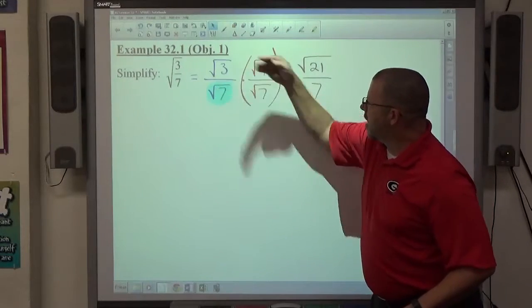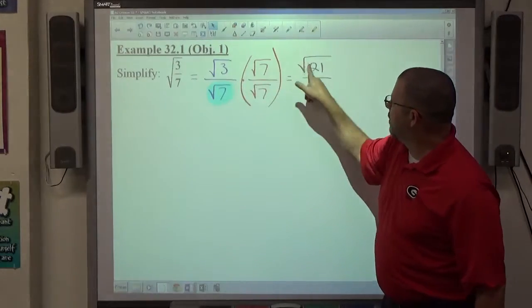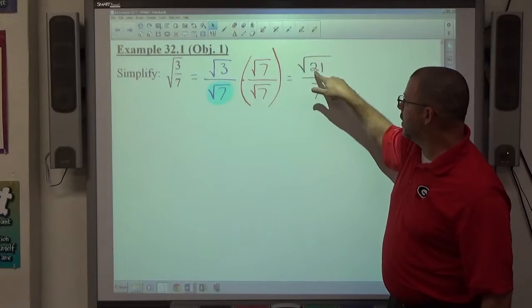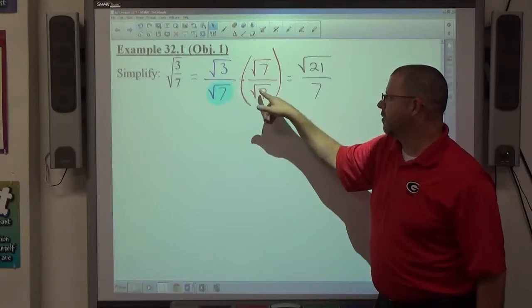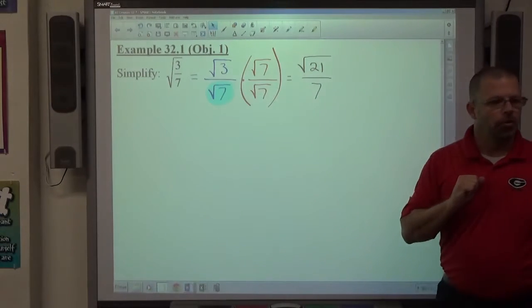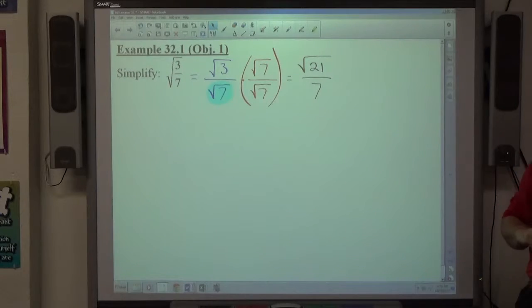I've got my top, I've got my bottom. Square root of 3 times square root of 7 is square root of 21 on top, radicals completely on top, over square root of 7 times square root of 7, which is 7 on the bottom, whole number on the bottom, radical on top. Final answer is the same.